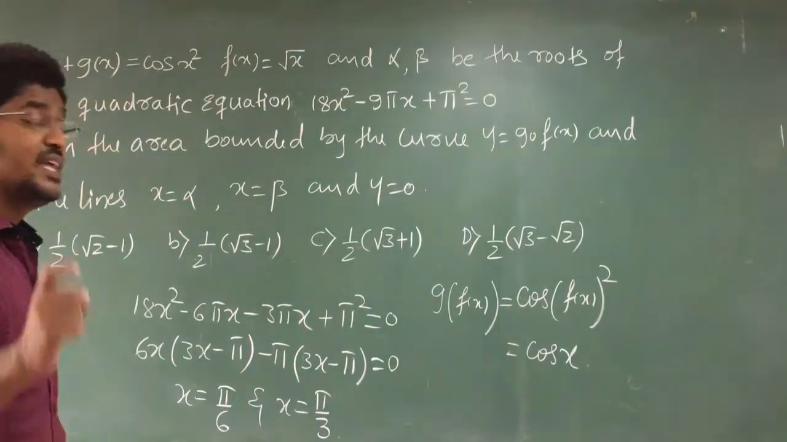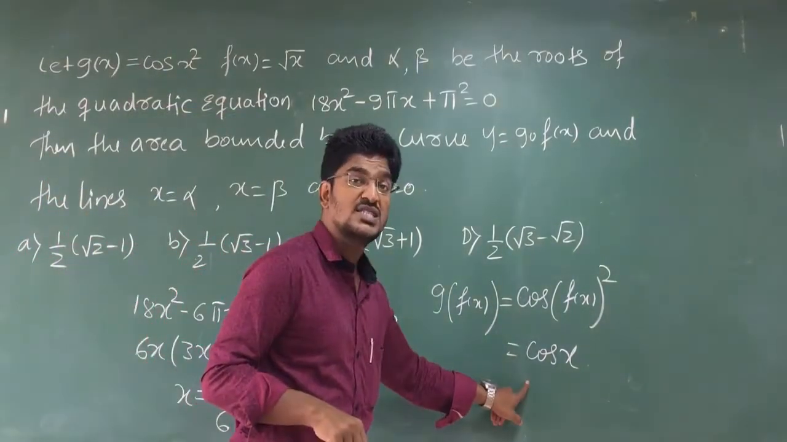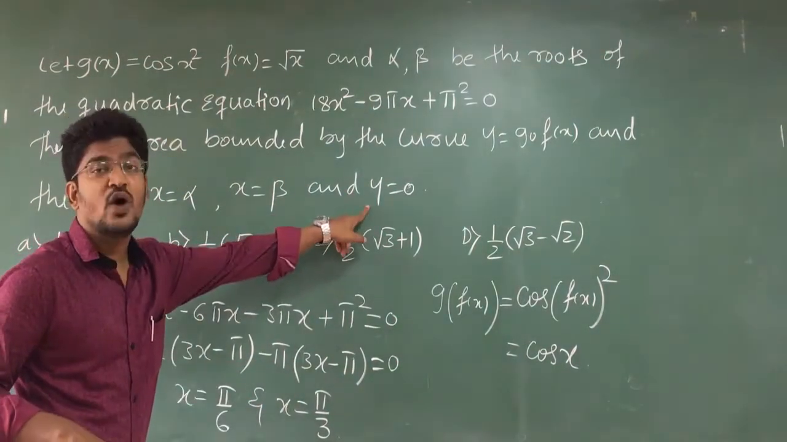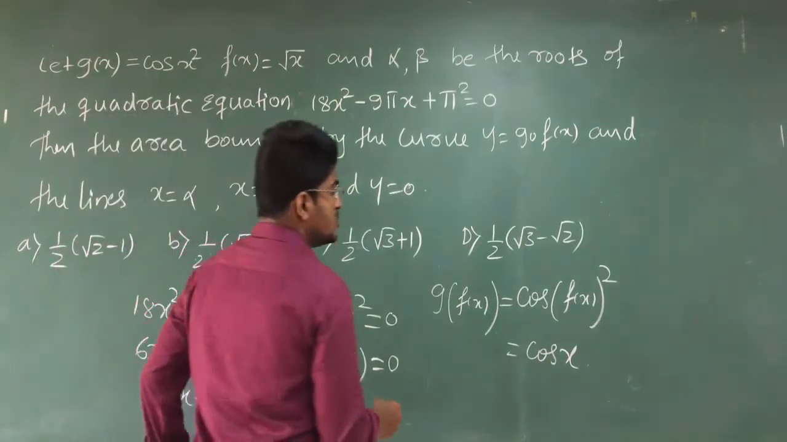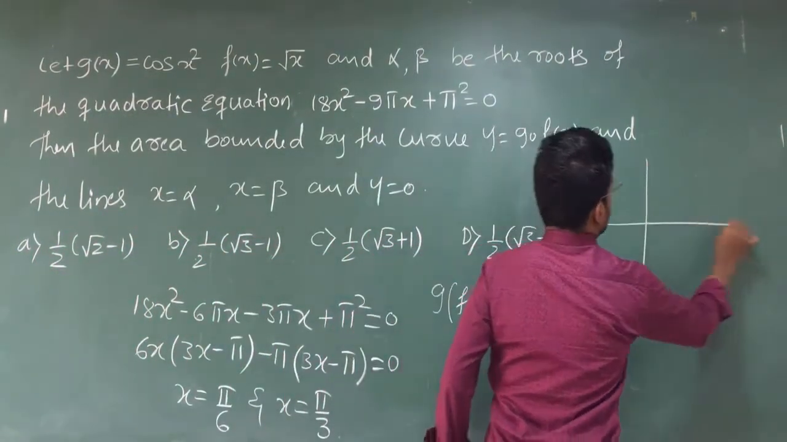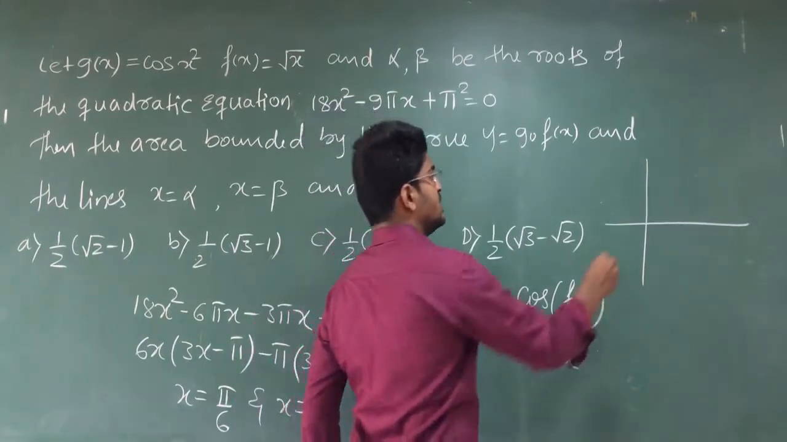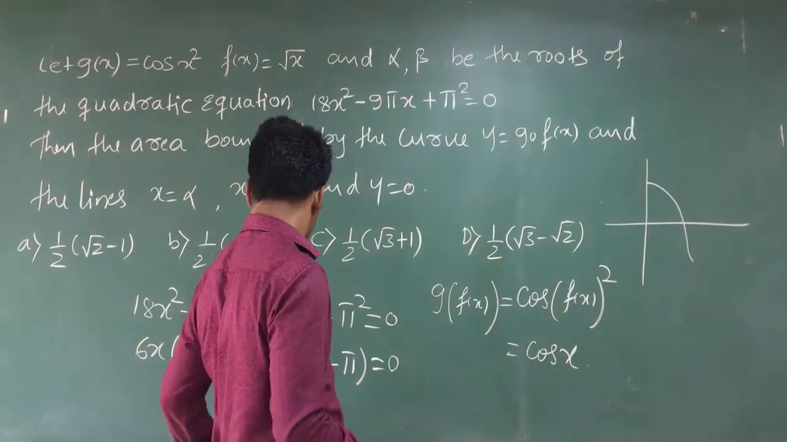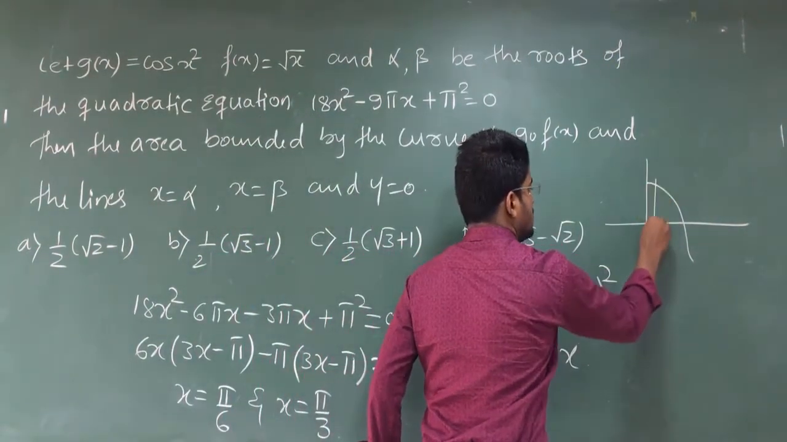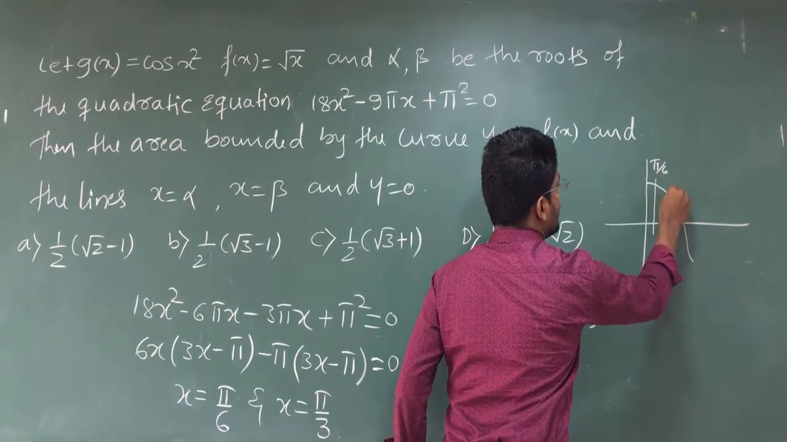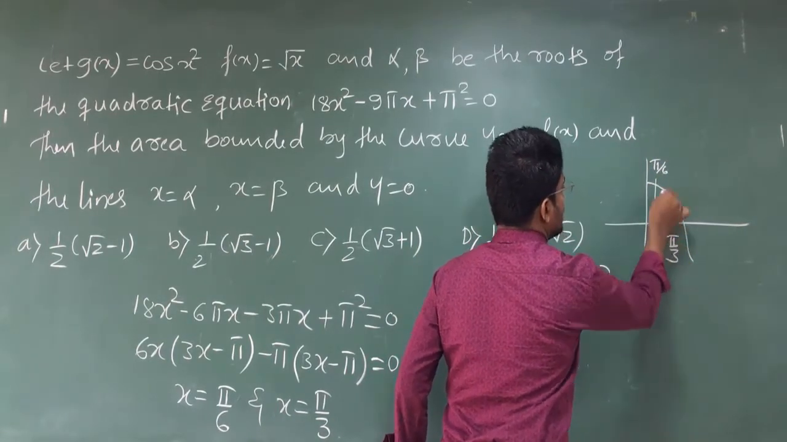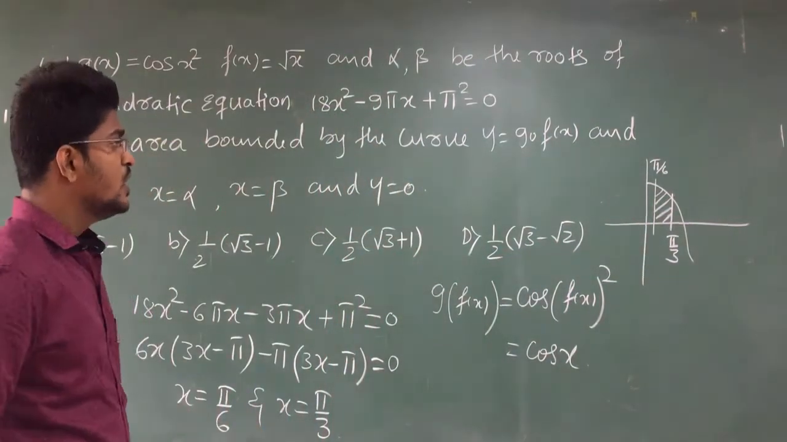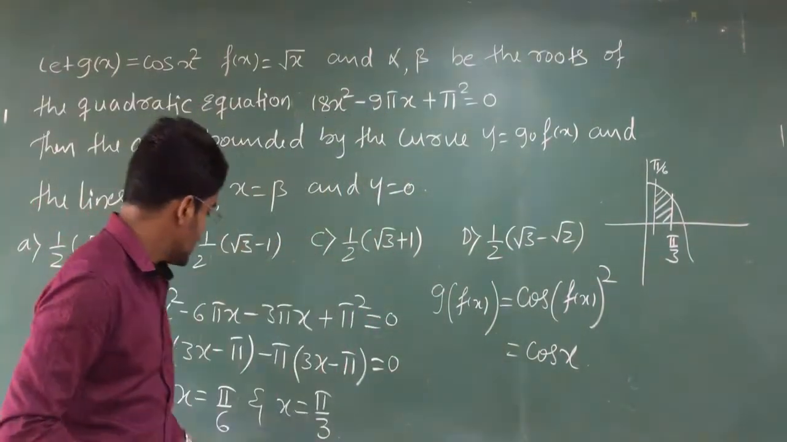That means they need the area bounded by cos x from pi by 6 to pi by 3 and y equal to 0, which means the x axis. So see, this is the diagram of cos x. Clear? Now pi by 6 to pi by 3. I will take this as pi by 6 and this as pi by 3. This area they are asking. Clear, students? So you have to integrate cos x from pi by 6 to pi by 3.